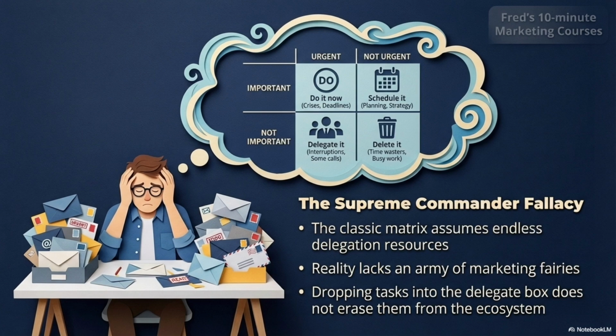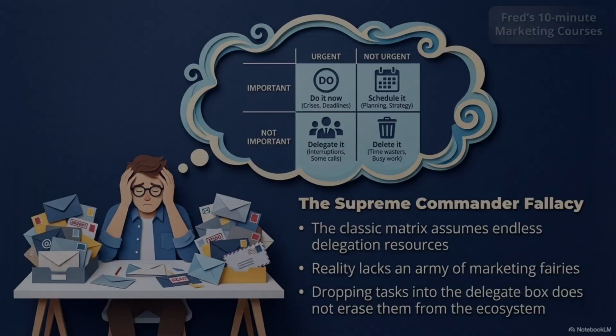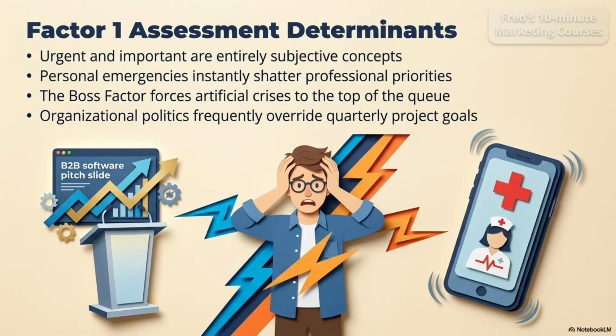So let's get into the publication. We're unpacking these 5 hidden factors that the author identifies, starting with the first one, which is assessment determinants. Right. And this addresses the foundational problem of the matrix, which is that urgent and important are not universal truths. They're entirely subjective. What qualifies as a top priority depends heavily on your specific role, your experience, and crucially, your personal life outside the office. That subjectivity is exactly where the traditional 4 boxes start to break down.